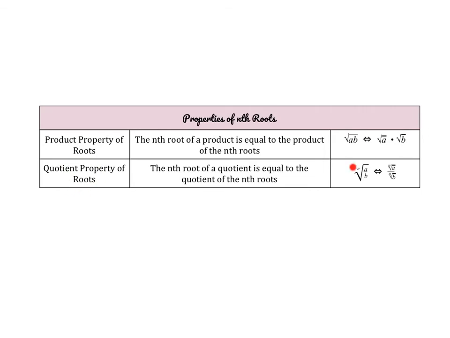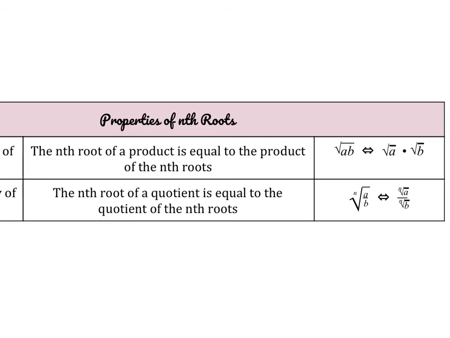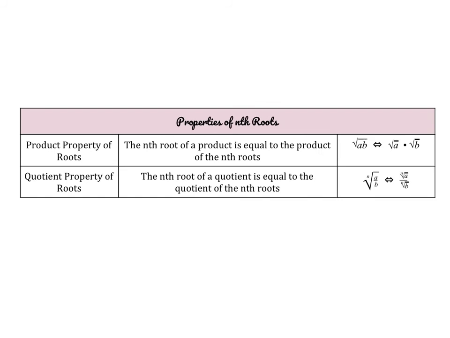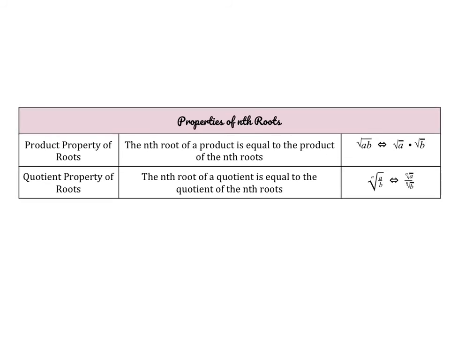The same applies for quotients. So again, the nth root of a quotient is equal to the quotient of the nth roots. So we can actually rewrite it as two separate radicals if we would like, or if we see this, we can combine it into a single radical. Again, it only works if your index is the same. So nth root, nth root, nth root. So these properties will be really handy when we're trying to simplify our radicals.